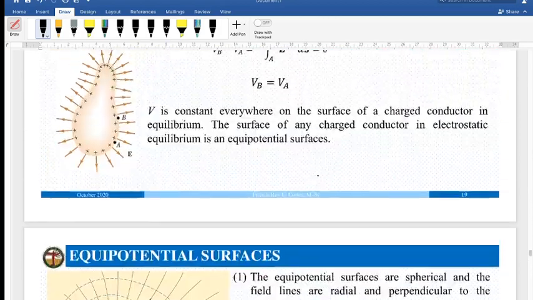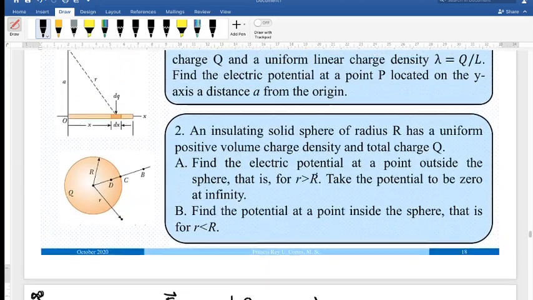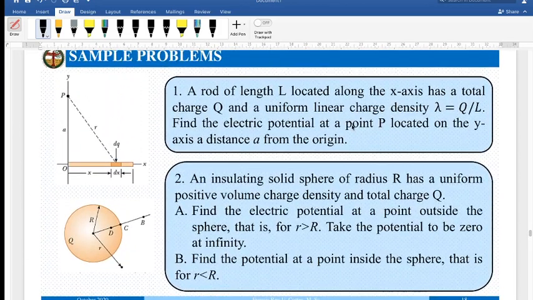Okay, so next, for another sample problem, we have to calculate the potential at point P on the y-axis at distance a from the origin, with a uniform line charge density of Q over L. So we have to find the potential here. Again, it's straightforward. We don't need to get components or theta, but simply put all of the values that are necessary for calculating the potential.